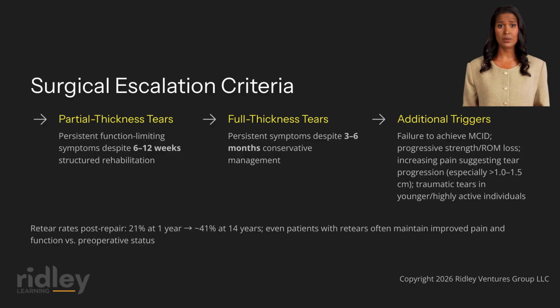Failure to achieve minimum clinically important difference in validated outcome measures at expected time points. Progressive loss of strength or range of motion on serial examination. Increasing pain that may signal tear progression, particularly in tears exceeding 1.0 to 1.5 centimeters. Traumatic tears in younger or highly active individuals, and high functional demands with inadequate response to conservative care.